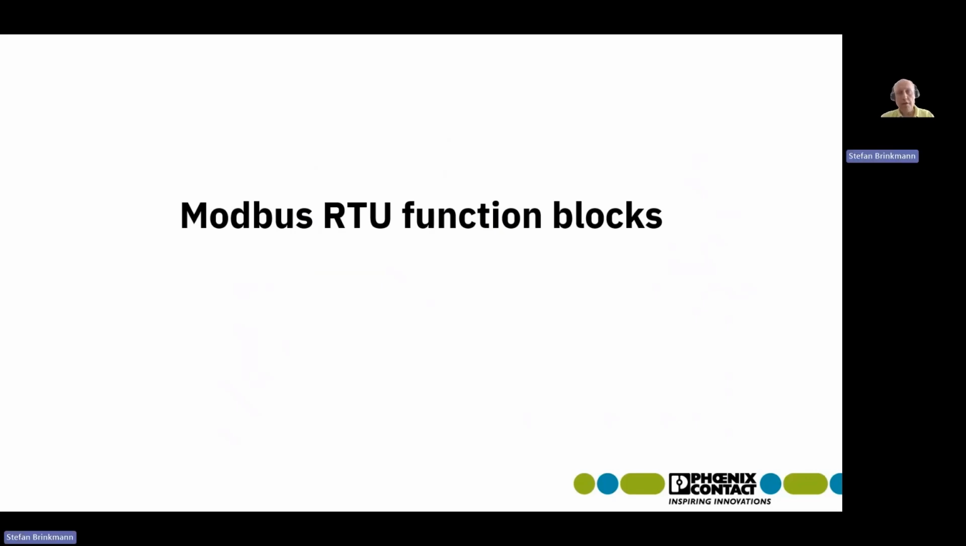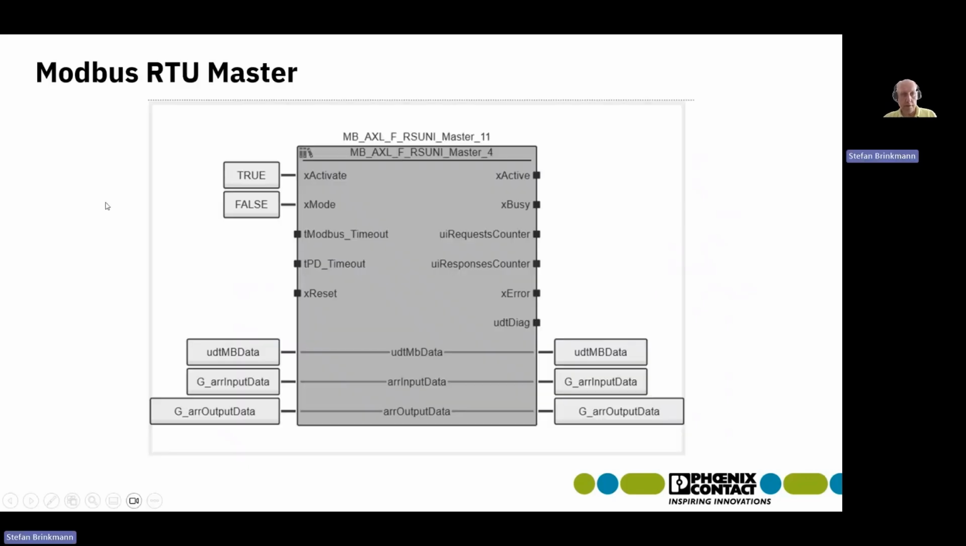So in order to use Modbus RTU on PLCnext, you have to use libraries, and the libraries, the Modbus RTU library and also the TCP library, are available in the PLCnext Store. So just go to plcnextstore.com, and there you'll find the libraries for free to download.